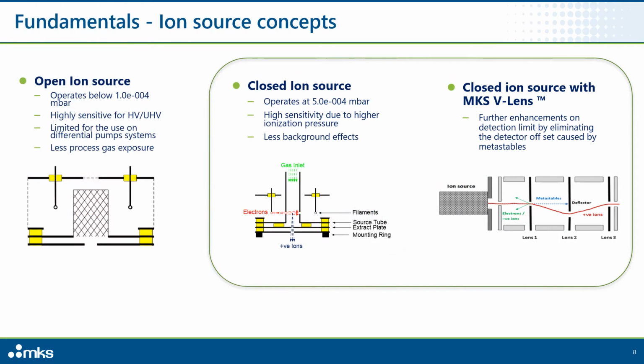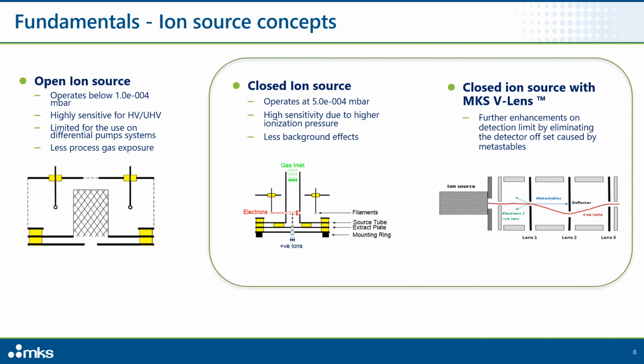So let me spend some time on the topic of ion sources. The ion source is a crucial part of a quadrupole mass spectrometer. It essentially defines the sensitivity and the quality of the data. We basically differentiate between open and closed ion source systems.